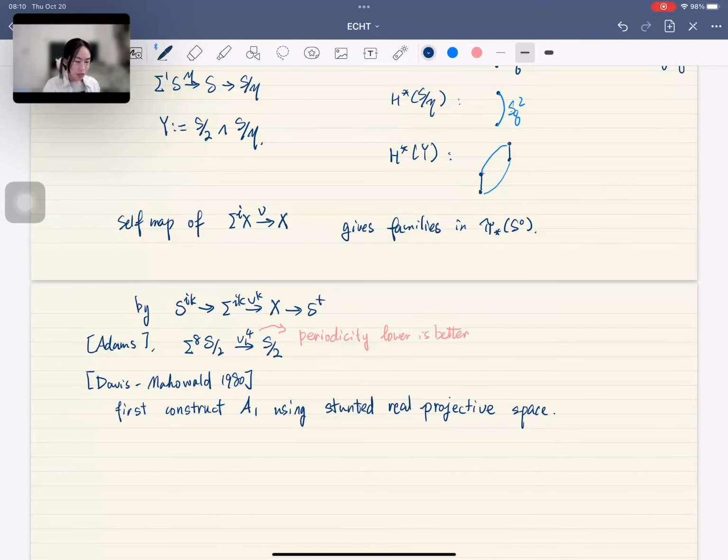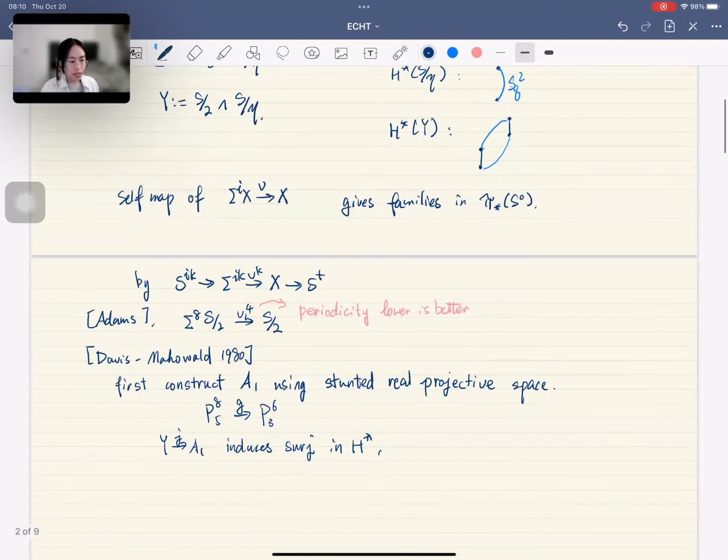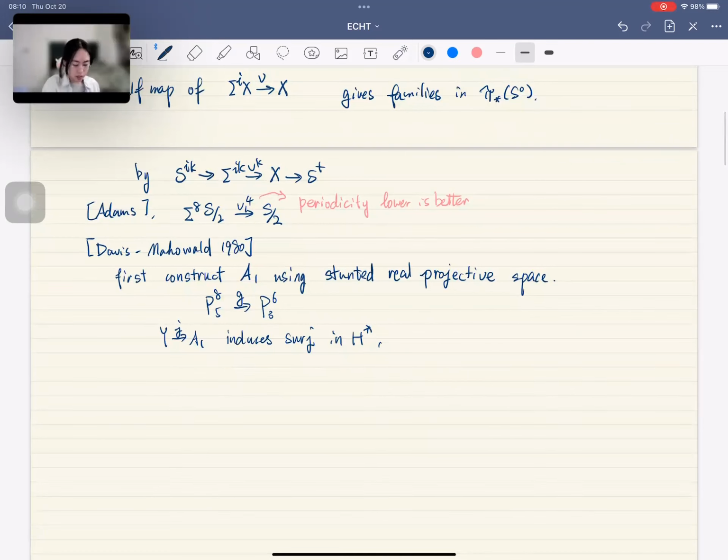So they take the cofiber of the map from, I think the truncation number is this, to construct A of 1, and they realize that the map Y mapping into that gives a surjection in the cohomology, and the cofiber of J is the 3 suspension of Y.